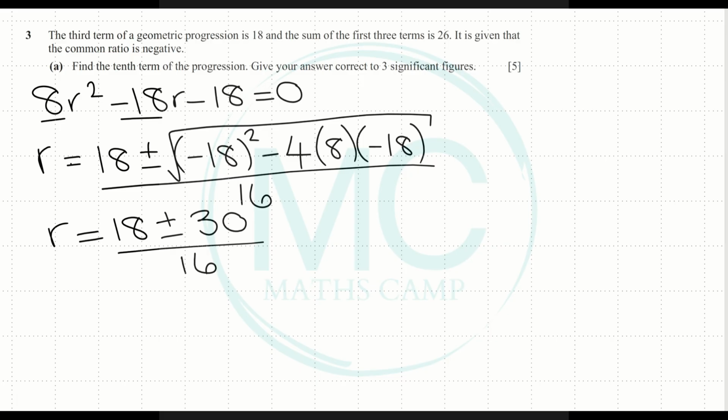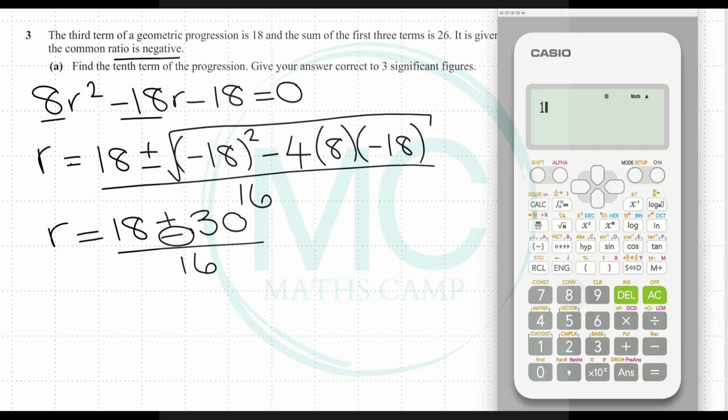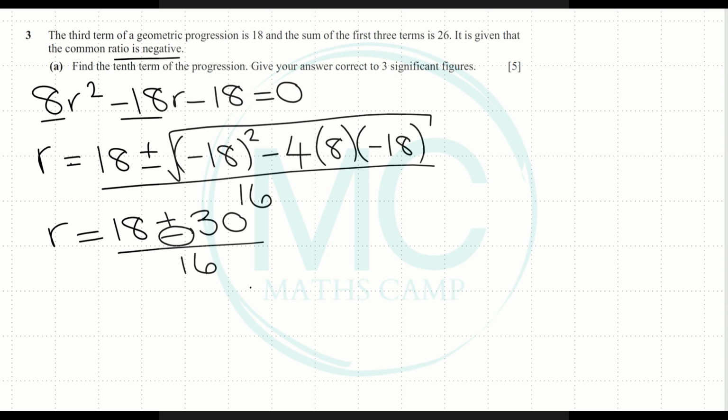The question tells us that the common ratio r is negative, so we can only consider the minus sign in this fraction. So now take your calculator, 18 minus 30 divided by 16 gives us negative 3 over 4. This is our ratio for r. r is equal to negative 3 over 4.